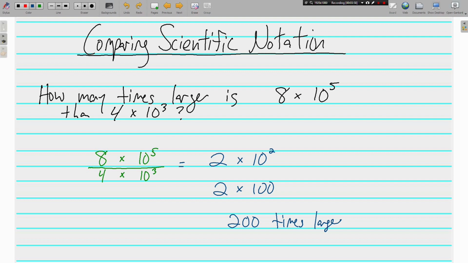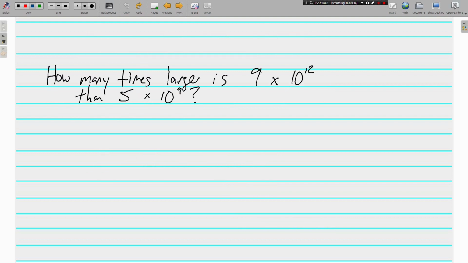So the regular number part I just divided, and the exponent part I'm dividing as well, but we subtract the exponents when we're dividing. 8 times 10 to the 5th is 200 times larger than 4 times 10 to the 3rd. Let's look at another one of those. How many times larger is 9 times 10 to the 12th than 5 times 10 to the 9th? 9 times 10 to the 12th over 5 times 10 to the 9th.